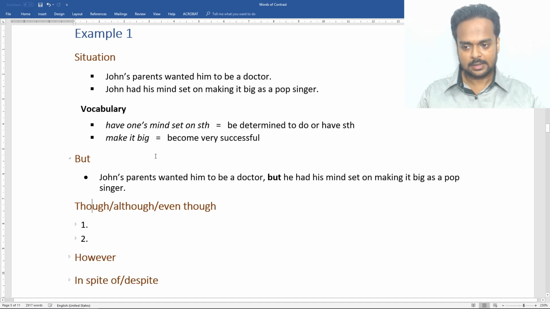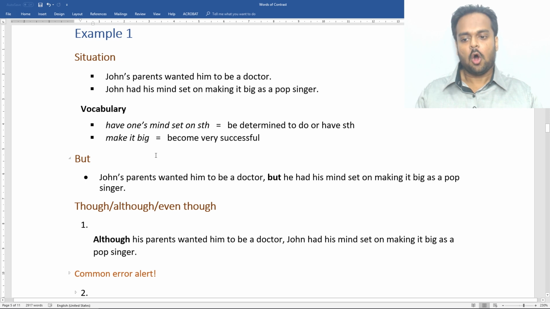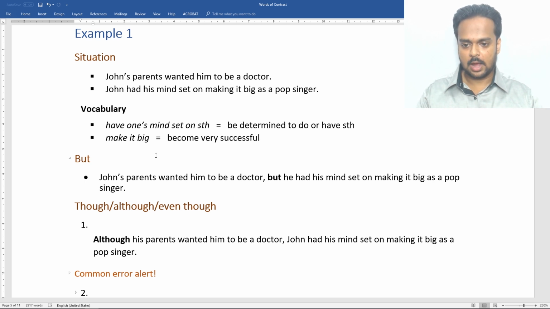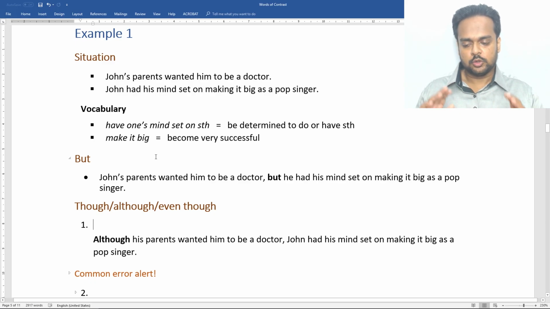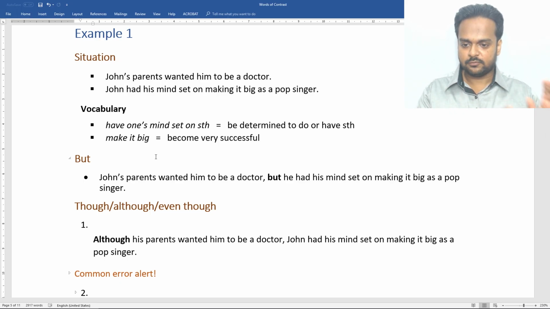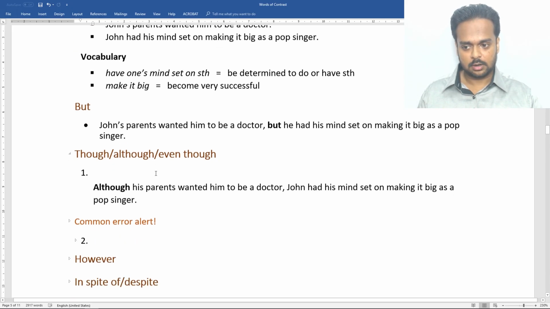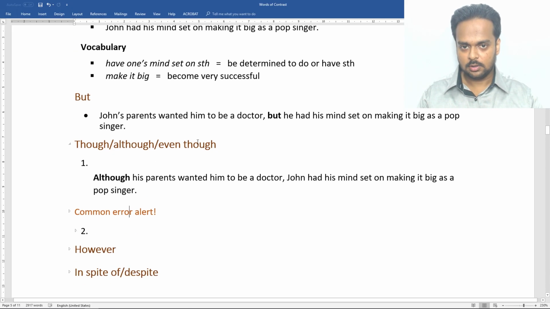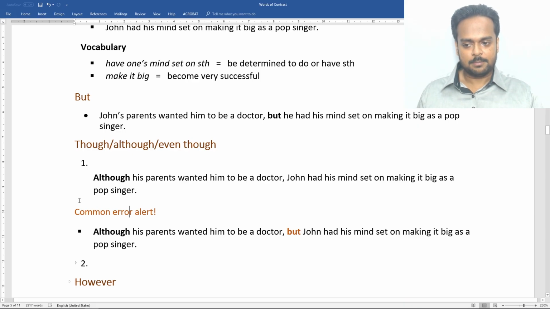With though, although, and even though, we have a couple of options. The first is to do this. Although his parents wanted him to be a doctor, John had his mind set on making it big as a pop singer. So you say although, and then the first clause, the expectation, and then you follow that up with the second clause, the result. Now here, I want to share with you a common error that many people make. Many people write the first clause correctly with although, but then they add a but and then present the result. You can't do that.